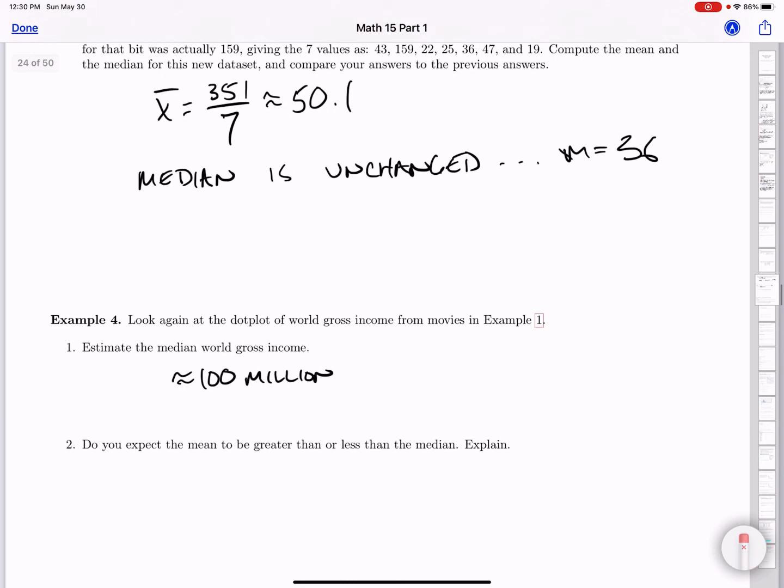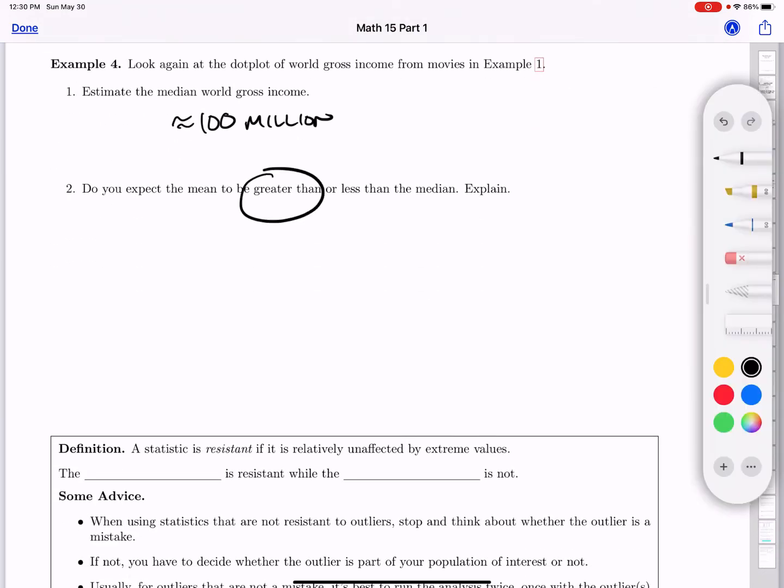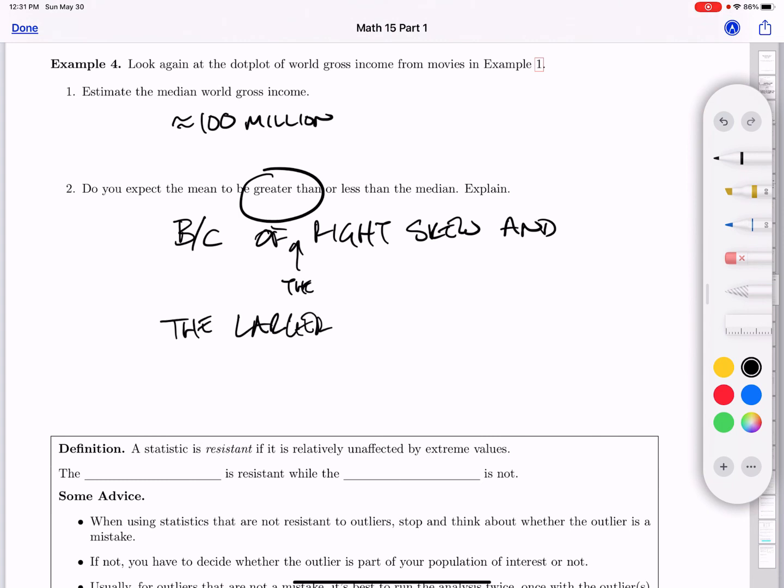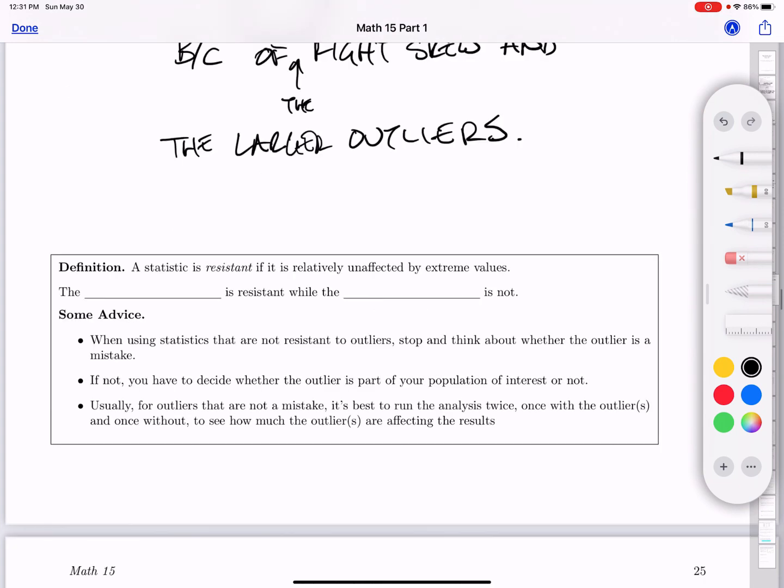So we expect the mean to be larger. The mean should be greater than, because of I would say two things, because of the right skew and the larger outliers. So outliers can move the mean, but they do not move the median. We call the median a resistant statistic because it is relatively unaffected by extreme values. So the median is resistant while the mean is not. The mean is very sensitive to outliers.